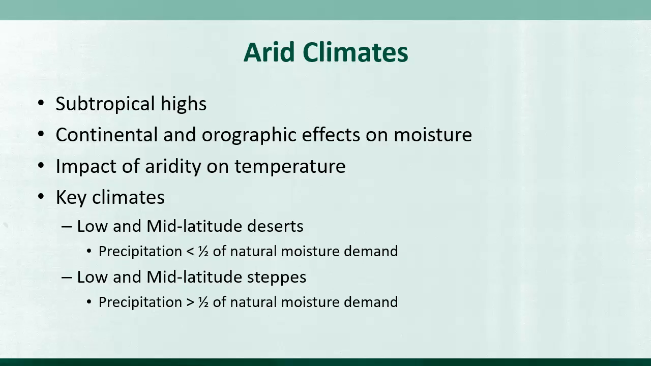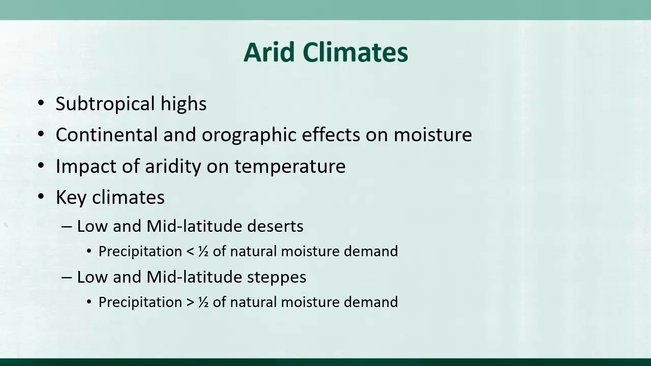Aridity means that temperatures do fluctuate a lot more than they might otherwise do, because arid climates have very little moderation whatsoever in temperatures due to a lack of moisture. There are a number of different climate types in the arid areas, but I think what's really important to differentiate are the desert areas, where the amount of precipitation that falls is what it says here, half of the natural moisture demand, and let's put demand in air quotes here.